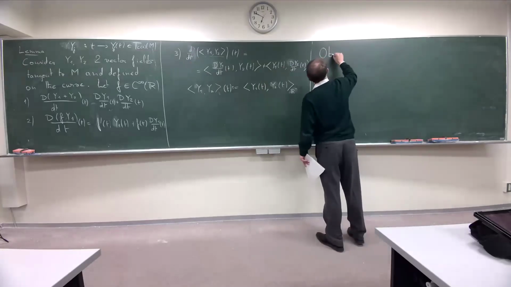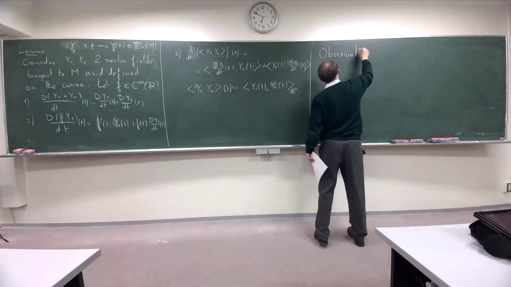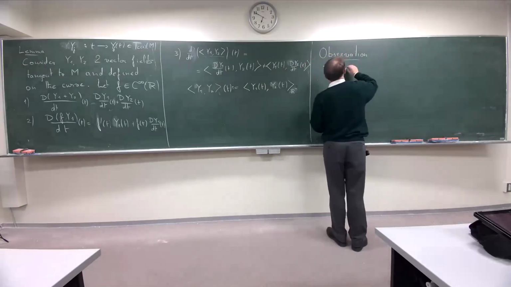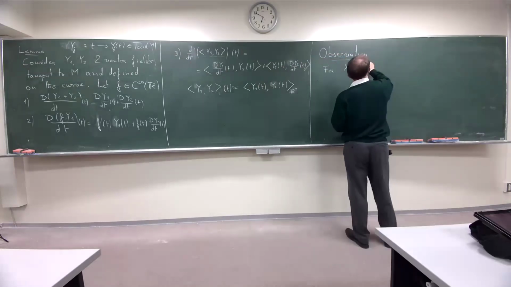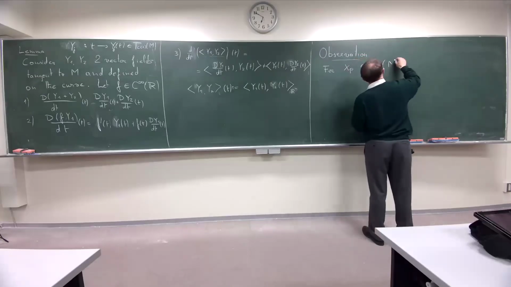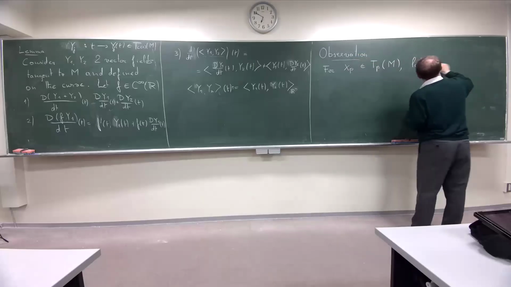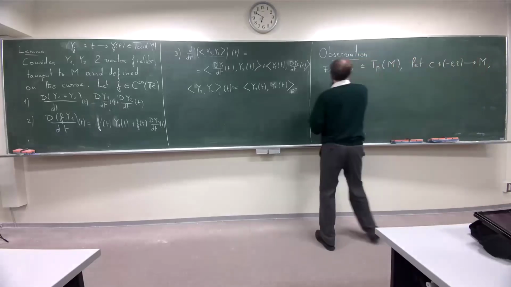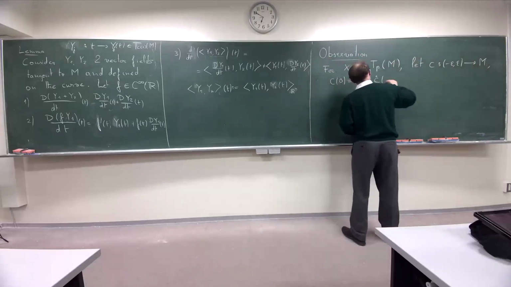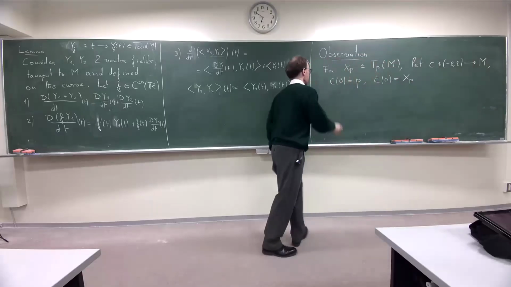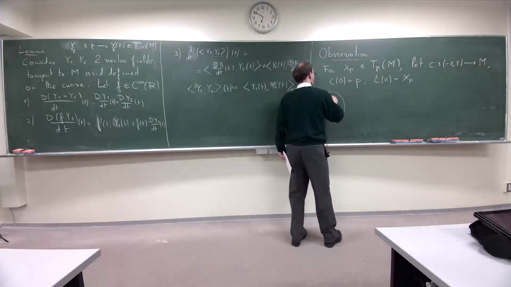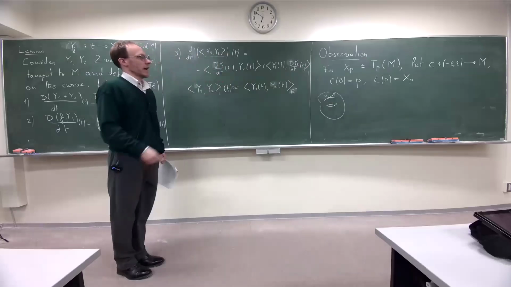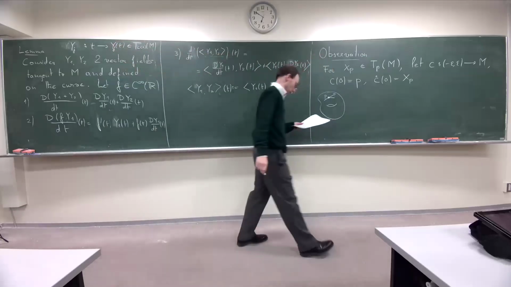What is the main observation? I already mentioned it last week because there was a question. The main observation is, for xp belonging to Tp of M, I consider a curve to M with c at 0 is p and c dot at 0 is this vector. Remember, we had this when we discussed flow. If you give me a vector at a point p, I can always construct one curve which has this vector as tangent vector at the point p. So we consider such a curve.